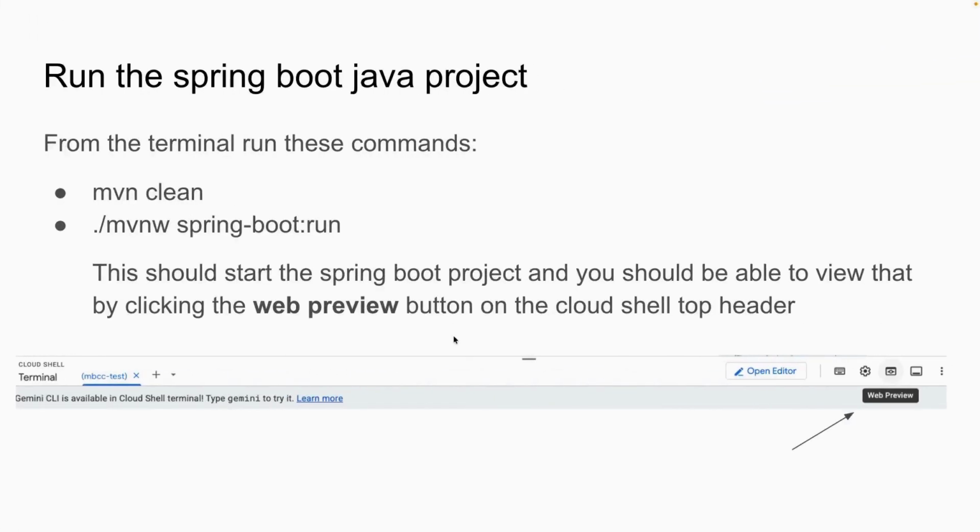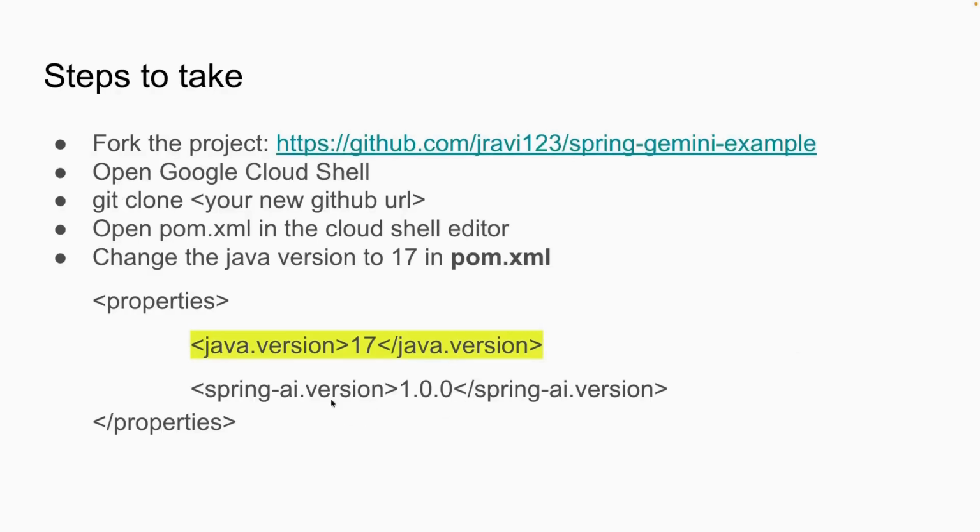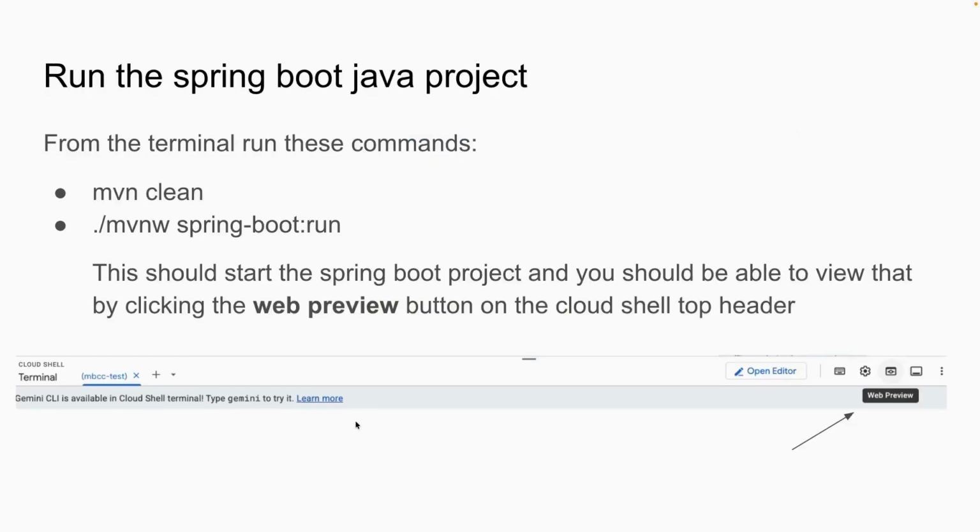Let's go back to our slides again. So I finished this part of it. Now the next part is, from the terminal, run these commands: mvn clean, and then mvn spring-boot:run. These commands are already there in the readme text of that project. So I'm going to run this.